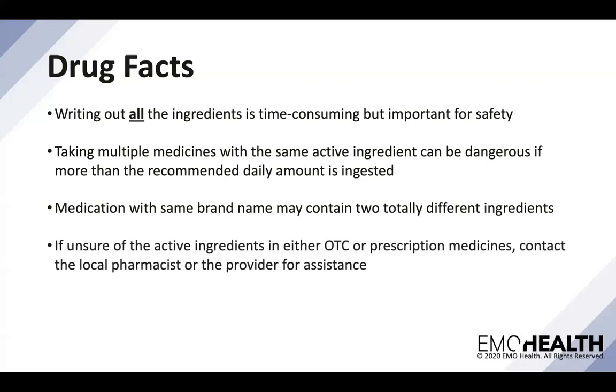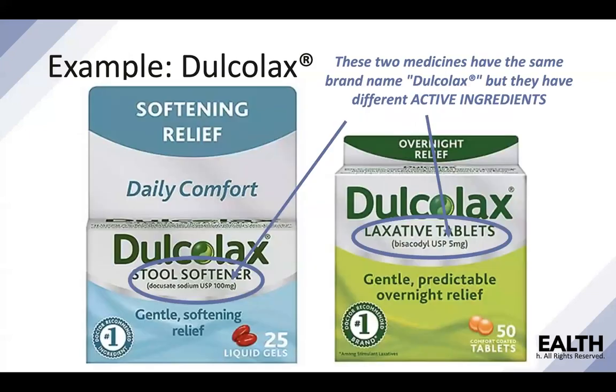If you are unsure of the active ingredients in either an over-the-counter or prescription medication, feel free to contact the local pharmacist or the provider for assistance. Now, here is an example of what I mean. You have 2 medications here. Both of them have the same brand name. It is Dulcolax. However, it is 2 totally separate medications, 2 different active ingredients.